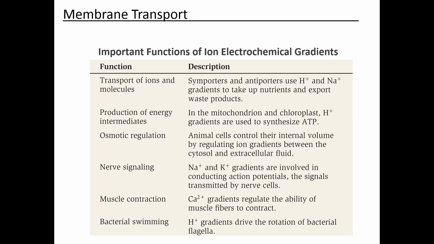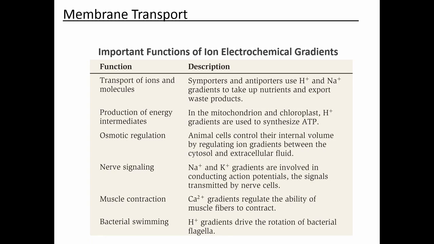One of the things that's interesting but that we won't touch on in this class is how electrochemical gradients are used in nerve signaling, specifically sodium and potassium electrochemical gradients. Neurons have the ability to produce electrical signals, and they do that by allowing both sodium and potassium to move across their plasma membrane, which produces an electrical signal. And then also it's involved in muscle contraction too. Okay, so those are just some of the important functions of electrochemical gradients.